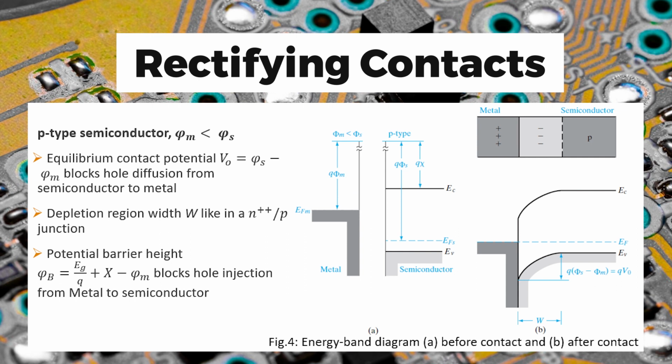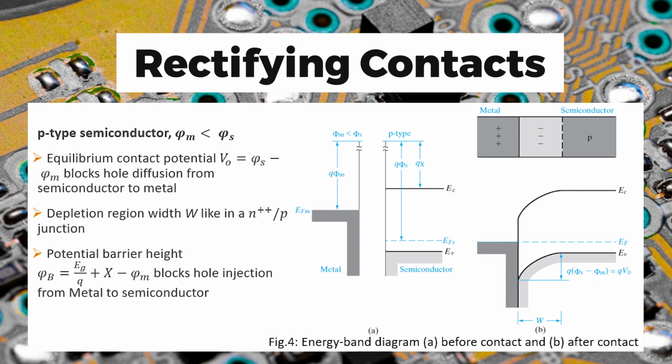Hence, to form a rectifying contact with a p-type semiconductor, the work function of the metal should be less than the work function of the semiconductor. So, there are a few equations which we should remember, and a few of them are shown here. Here there is a p-type semiconductor. As we can see in the figure, it is brought in contact with the metal, and the work function of the metal here is less than the work function of the semiconductor.